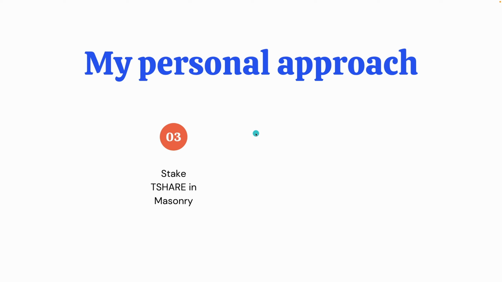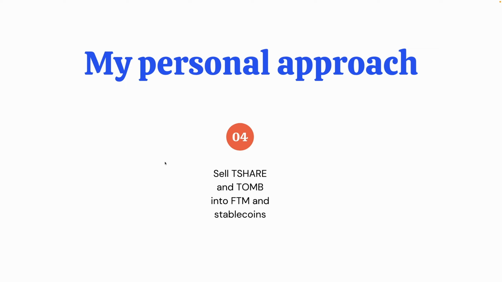And after that, I take this T-share and I stake it in Masonry. And there, this T-share is producing, or printing, Tomb for me. After that, I'm monitoring the price of T-share and of the peg as well, of course. And when I think this is a good price for T-share, then I sell this T-share and the Tomb into Phantom and stablecoins, or I swap, right?